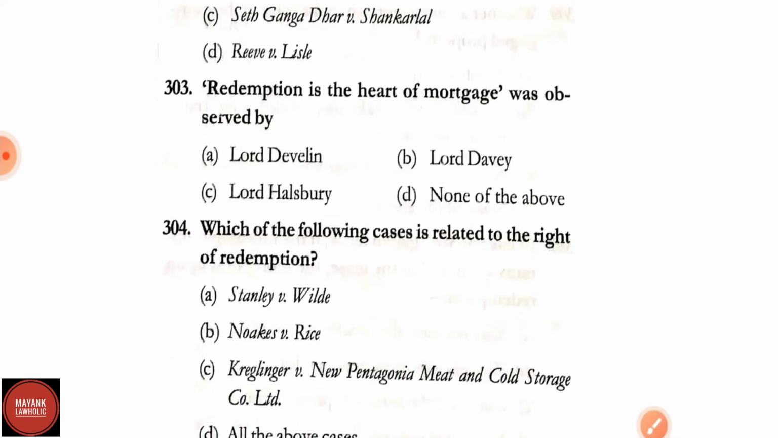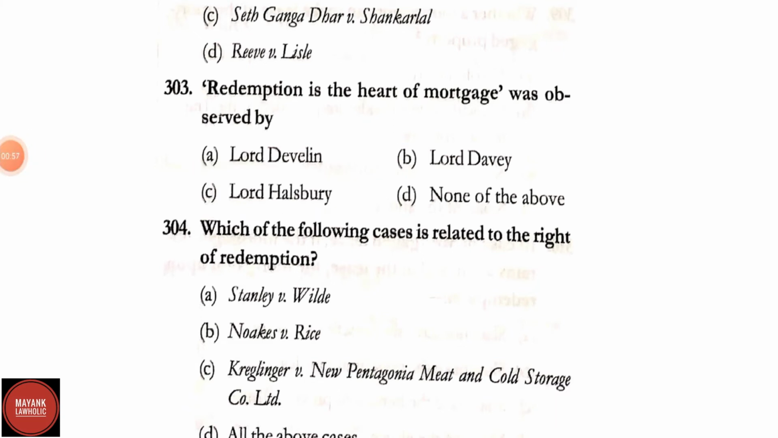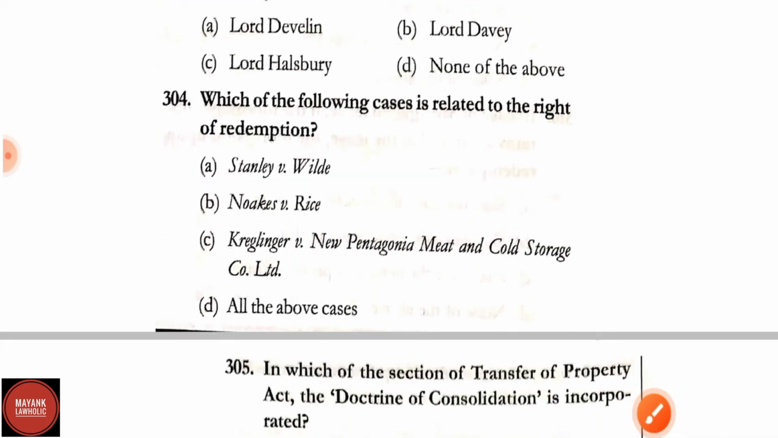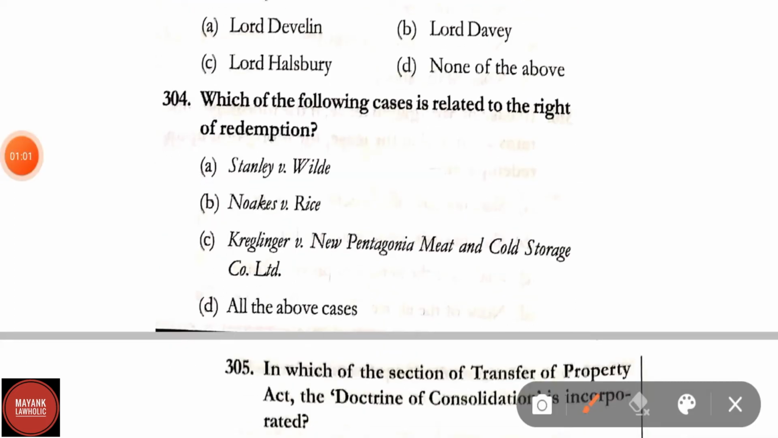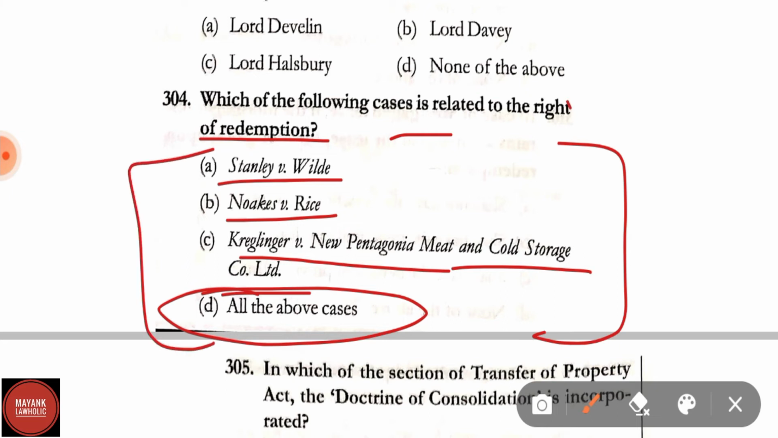Question number 303. Redemption is the heart of mortgage was observed by... Correct answer is Lord Halsbury. Question number 304. Which of the following cases is related to the right of redemption? Correct answer is option D, all of the above cases. That is Stanley versus Wild, Noakes versus Rice, Kreglinger versus New Patagonia Meat and Cold Storage Company Limited. All the cases are related to the right of redemption.